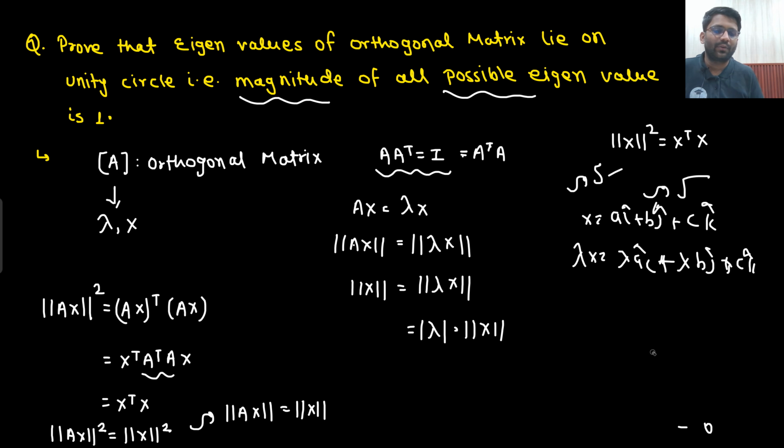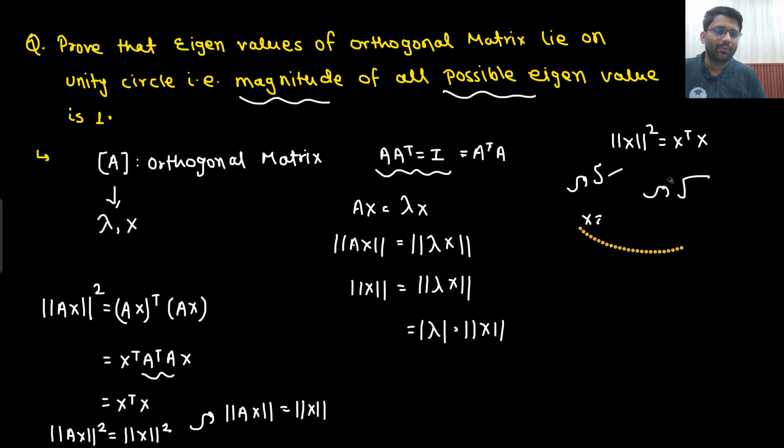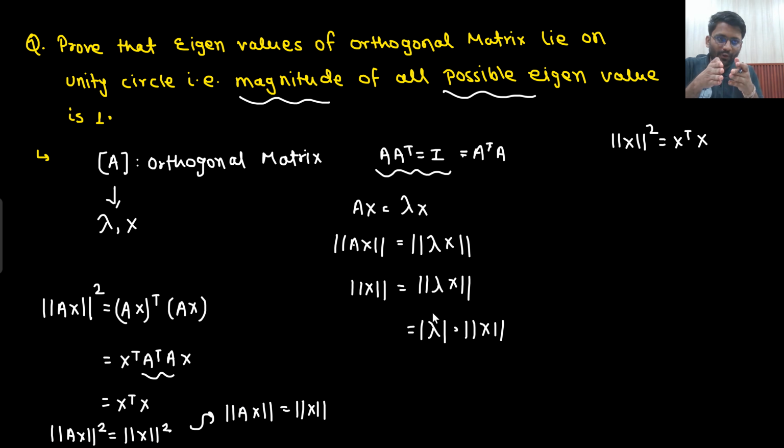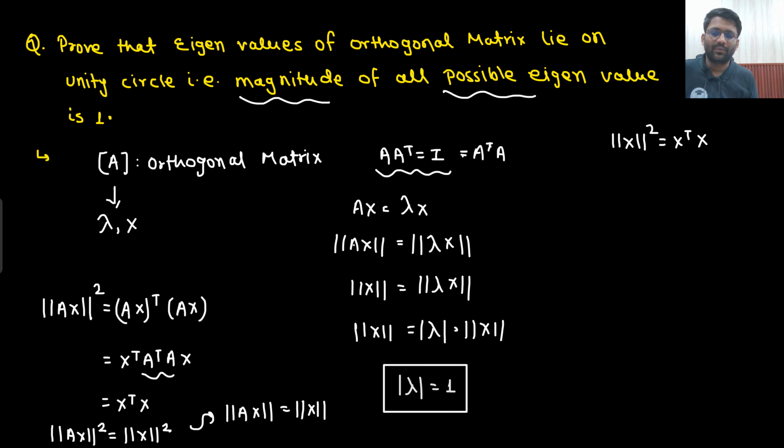Do you understand this point or not? Is that clear to you? Magnitude of lambda x would be equivalent to magnitude of lambda multiplied with magnitude of x, and that is coming out to be equivalent to magnitude of x only. So from here magnitude of x and magnitude of x get cancelled out, and what you are getting is magnitude of lambda equals 1. There you go. This is the answer.